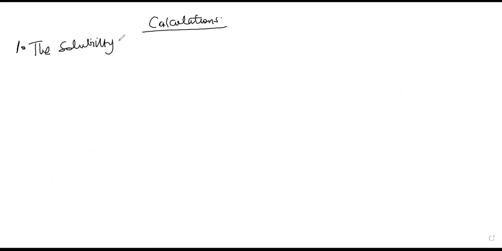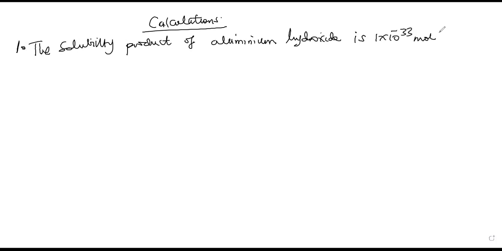The solubility product of aluminum hydroxide is 1 times 10 to the power negative 33 moles power 4 decimeter power negative 12.